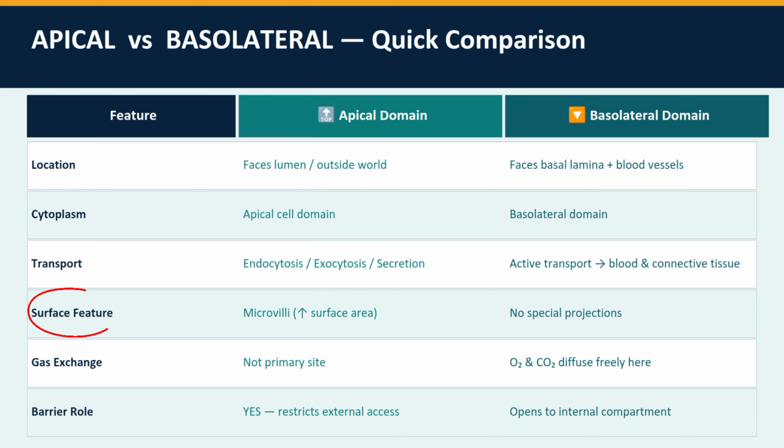Surface feature. Apical, has microvilli to increase surface area. Basolateral, no special projections. Gas exchange. Apical, not the primary site for gas exchange. Basolateral, oxygen and carbon dioxide freely diffuse across this surface. Barrier role. Apical, yes, restricts access from the external compartment. Basolateral, remains open to the internal compartment. This table is perfect for direct exam questions. Take a screenshot right now.